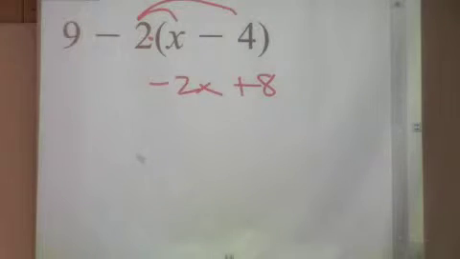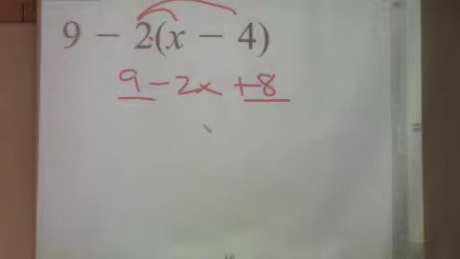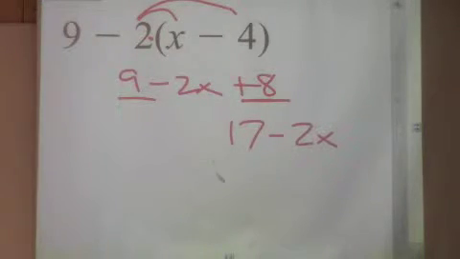And then what did you have out front that you can't forget about? The 9. So you've got 9 minus 2x plus 8. What can you combine? 9 plus 8 makes 17. And I might write it like that, but again, we like to try to put the variables first, so how could I rewrite that? 2x minus 17. Anybody want to challenge them on that?